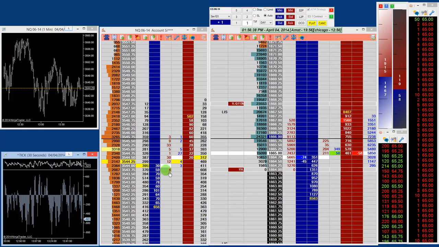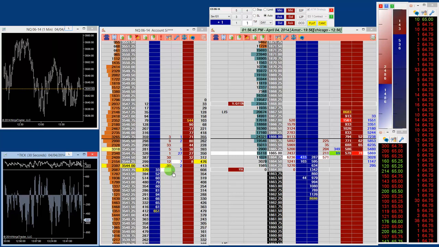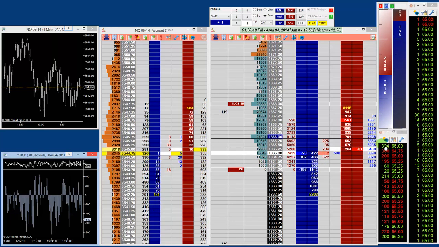Okay, it's made a push down. So can the Nasdaq, since we got in, the Nasdaq got down to 43.75, can it get down any further than that? If we break this 64.75, we're pretty much toast.